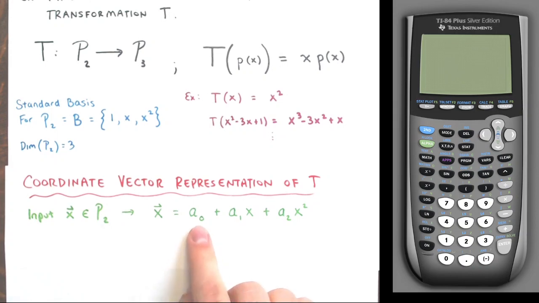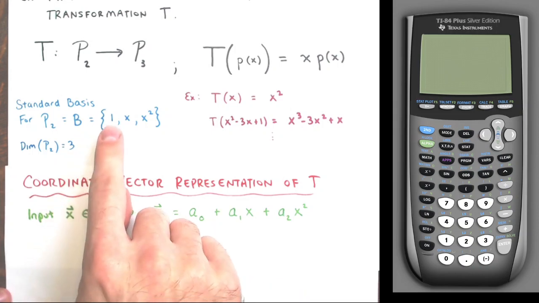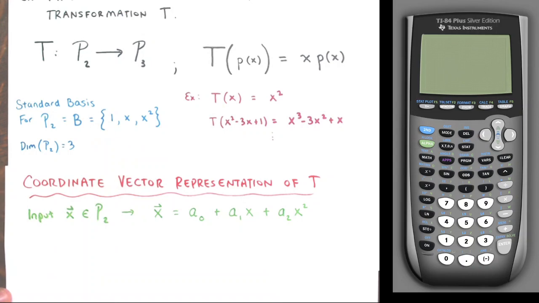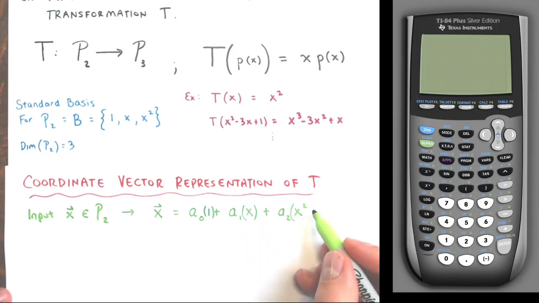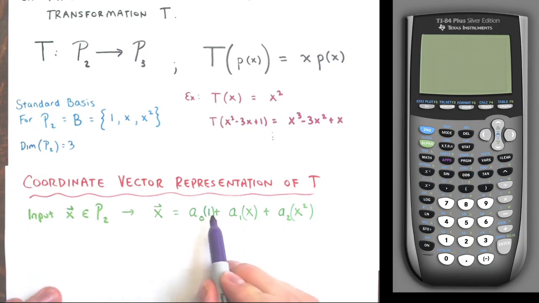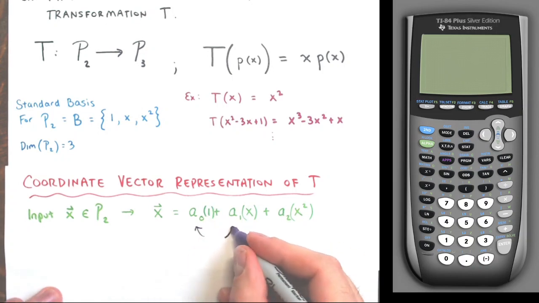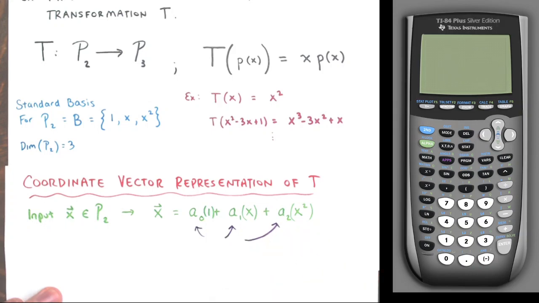Now remember the coordinates. The coordinates of a vector relative to a basis are the coefficients, the weights of the linear combination. This is a0 times 1 technically, plus a1 times x plus a2 times x squared. So you see these are the basis vectors, 1, x, and x squared. These coefficients, the a0, the a1, and a2, are the coordinates or the weights of x relative to basis B.